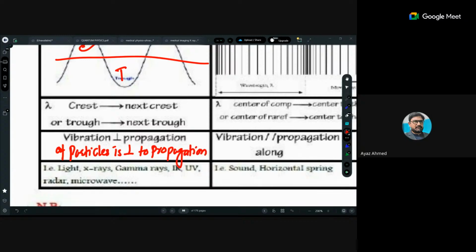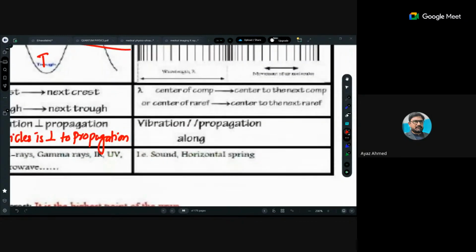Propagation समझते हो? Propagation means spreading out of wave. And in longitudinal wave, vibration is parallel to, you have to write this word, vibration of particles. This is very important. Vibration of particles is parallel to propagation. ठीक है? ये बात clear है?